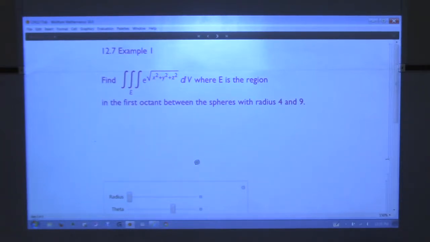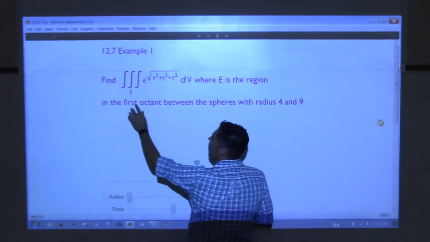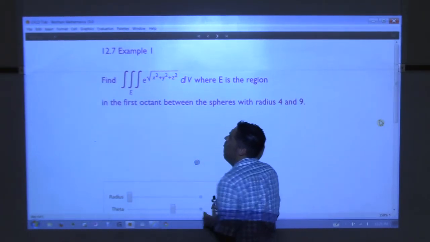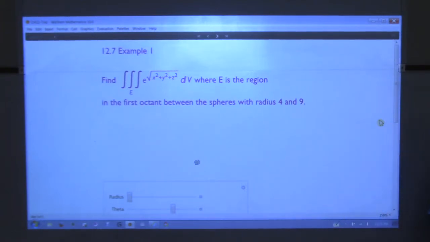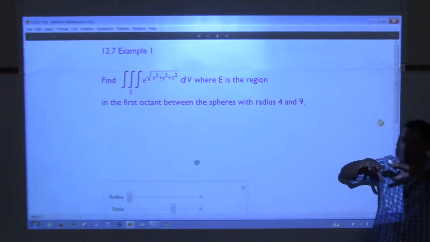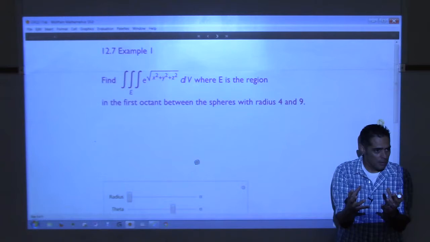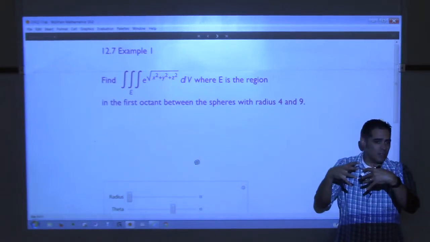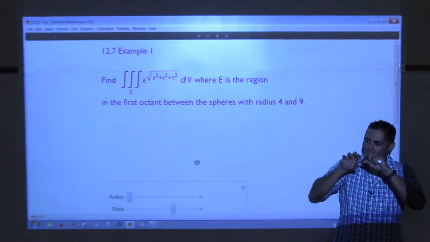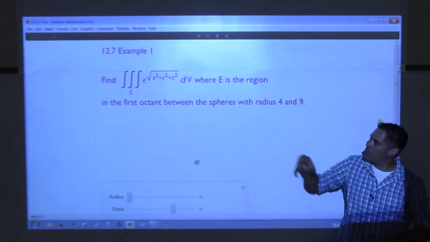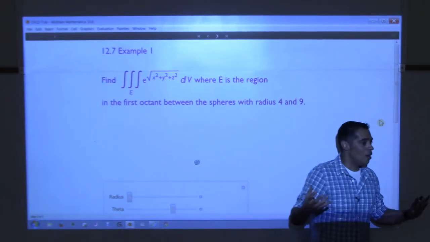All right. Let's first appreciate the scope of this problem, just how difficult this would be without spherical coordinates. We're trying to find the triple integral over E of the exponential function, e to the square root of x squared plus y squared plus z squared, with respect to volume, where E is the region in the first octant between the spheres of radius 4 and 9. So you've got a sphere of radius 9, a sphere of radius 4. There's a region between those spheres in the first octant. You would like to take all those points in that region, plug them into this function, and basically sum it all up.